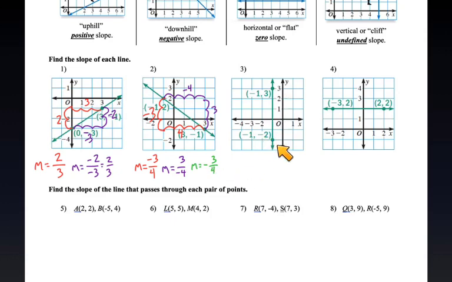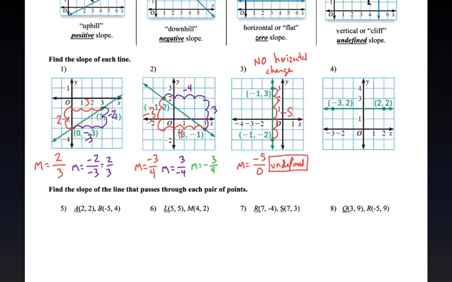Now, what happens here? Well, let's count. How much does this go up? 1, 2, 3, 4, 5. Or does it go down? Actually, I started up here. It goes down 5. And then how much does it go left and right? 0, right? So what happens when there's 0 horizontal change? What happens when you divide something by 0? Well, hopefully you've learned by now that you can't divide by 0. That's the reason why the slope is undefined. There's no slope when it's vertical or when the 0 is on the bottom.